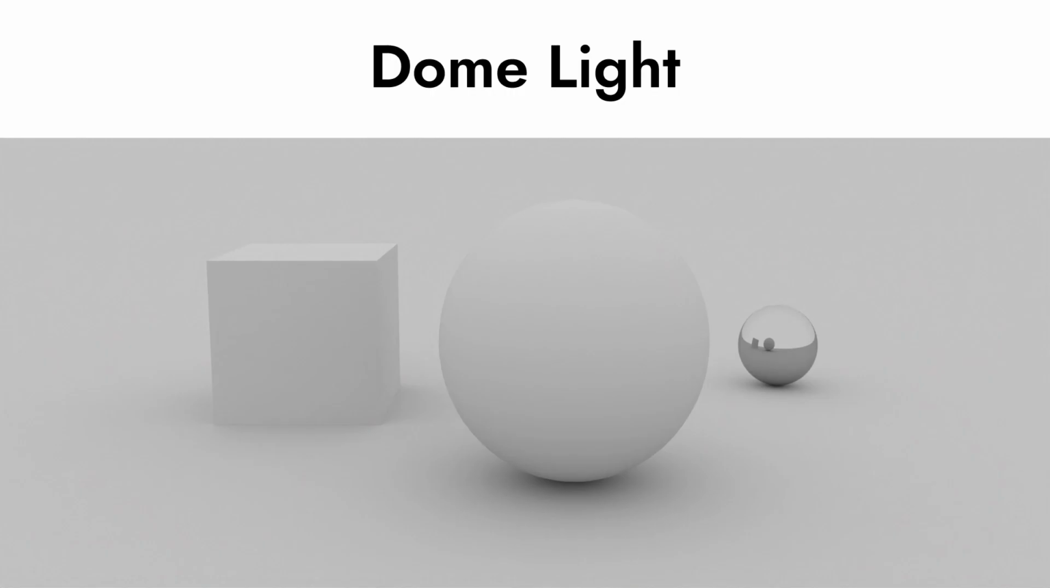Dome light. This light source is similar to ambient light, but it has more control. For example, here you can set the environment that will illuminate the scene. Typically, this light source is used to create any scene that has an exterior or light from it.